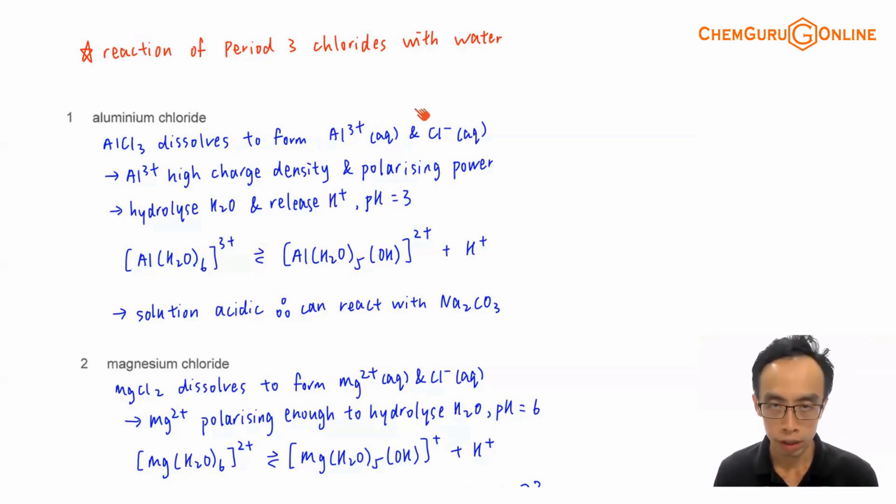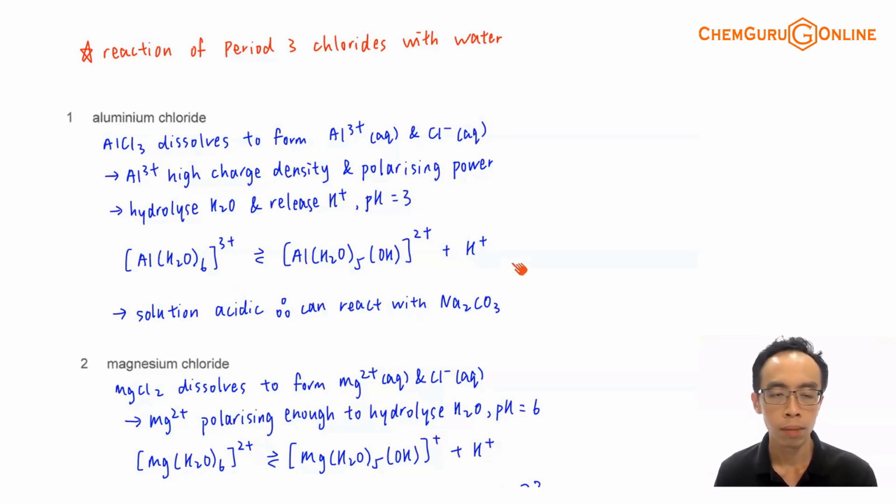We expect aluminum chloride to be soluble in water to give ions in solution, and Al3+, because it has a high charge density and is highly polarizing, is able to hydrolyze water and break the OH bond in water to release H+. Therefore, if it involves Al3+ aqueous, we expect the solution to be acidic. pH is equal to 3.